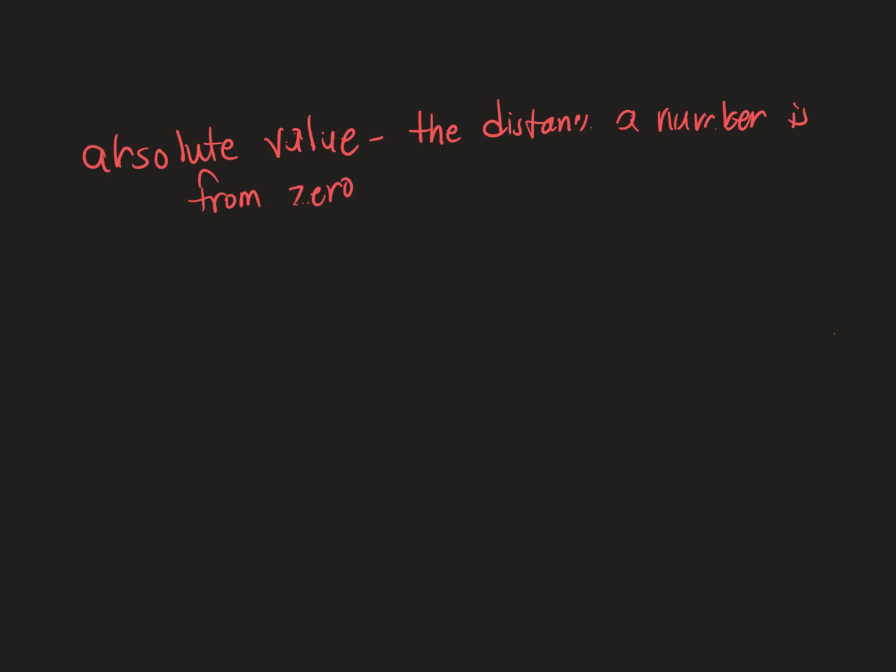The equation of absolute value looks like this. Absolute value of A plus B equals C. And I want to go through the steps with you. So step 1, your absolute value must be alone. Please write all these steps down.